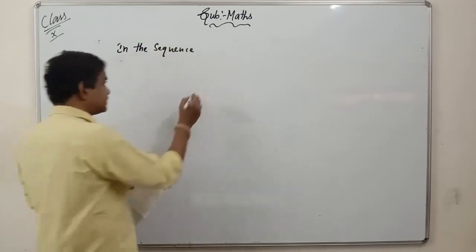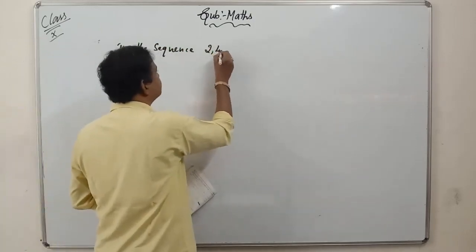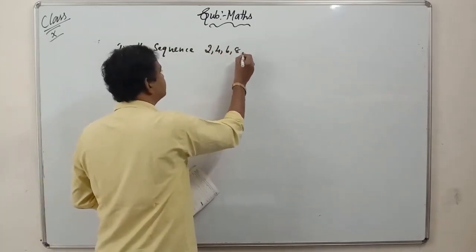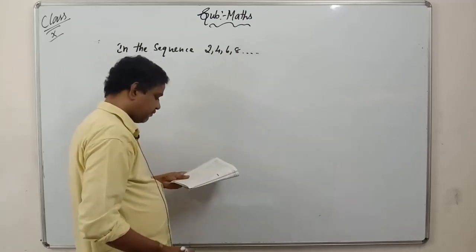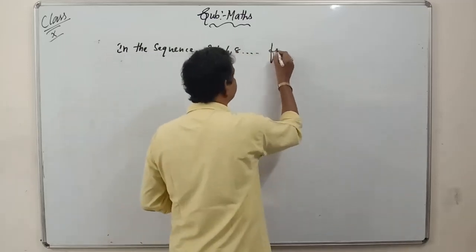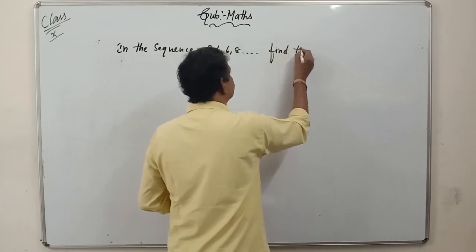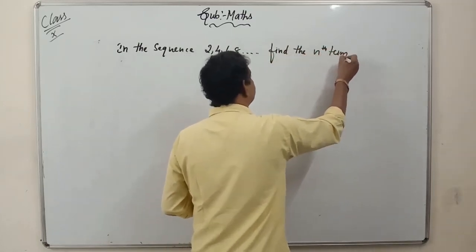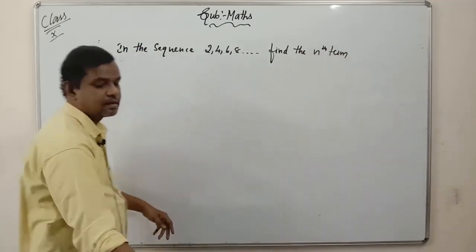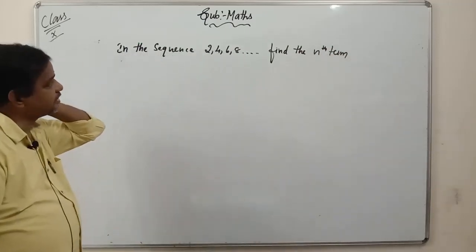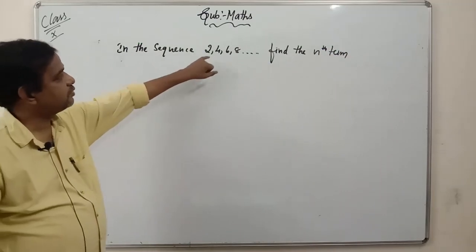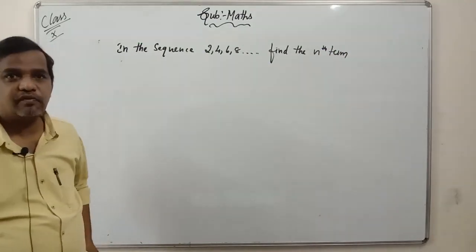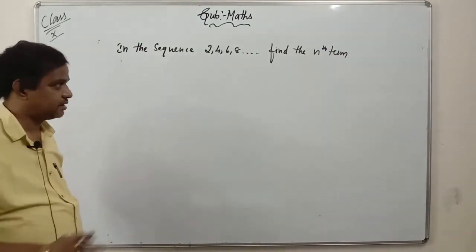2, 4, 6, 8. Find the nth term. See here, the sequence he has given. What is the sequence he has given? 2, 4, 6, 8 is given. What you have to find? You have to find the nth term. So let us say.